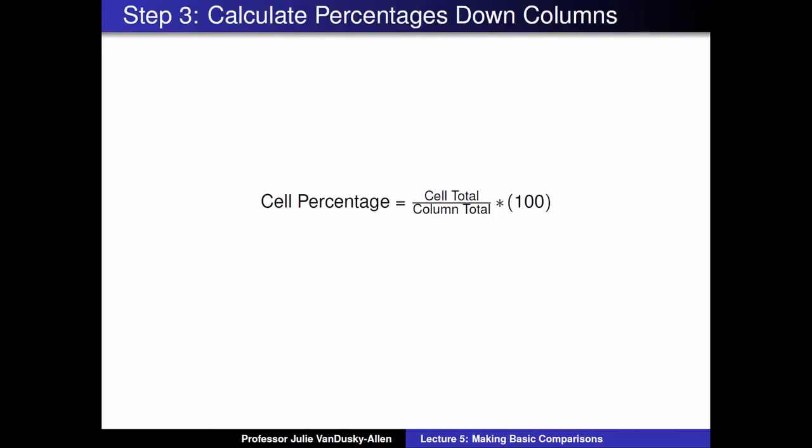After you calculate the total number of cases in each cell, you have to calculate cell percentages based on the column totals. The cell percentage is calculated by taking the total number of observations in a cell, dividing that number by the total number of observations in the cell's column, and then multiplying that value by 100.